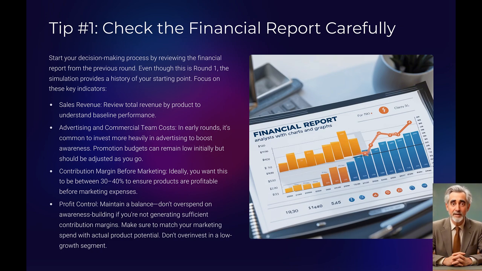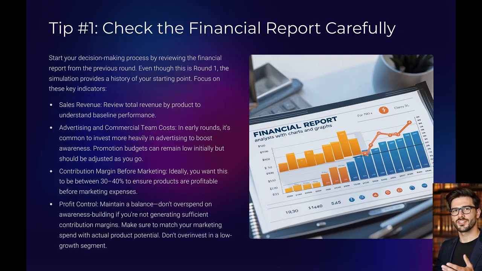In early rounds, it's common to invest more heavily in advertising to boost awareness. Promotion budgets can remain low initially but should be adjusted as you go. Contribution margin before marketing. Ideally, you want this to be between 30 to 40% to ensure products are profitable before marketing expenses. Profit control. Maintain a balance. Don't overspend on awareness building if you're not generating sufficient contribution margins. Make sure to match your marketing spend with actual product potential. Don't overinvest in a low-growth segment.